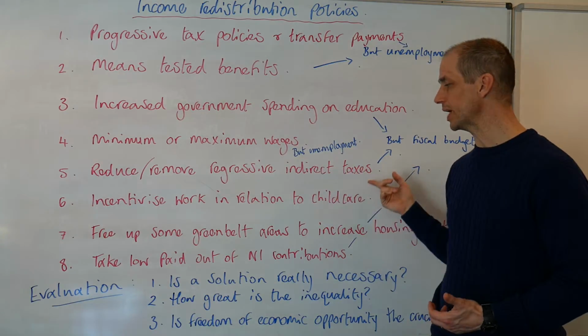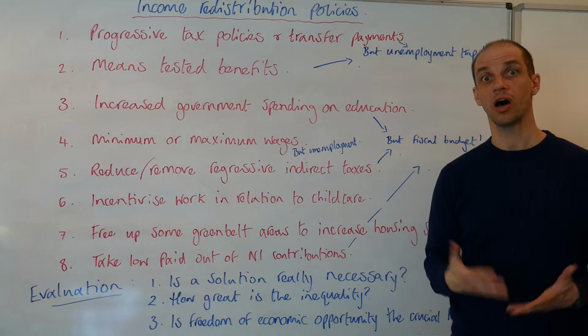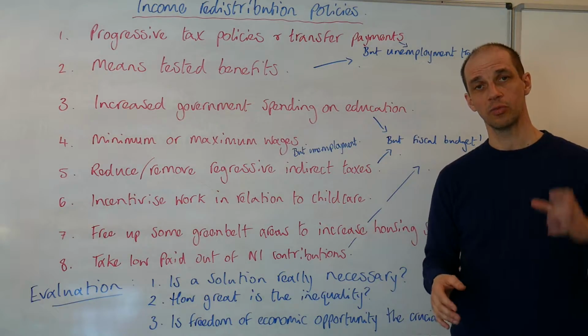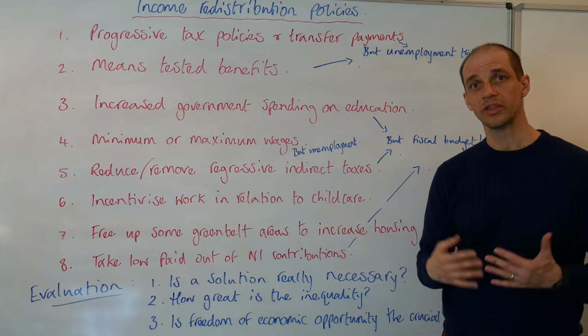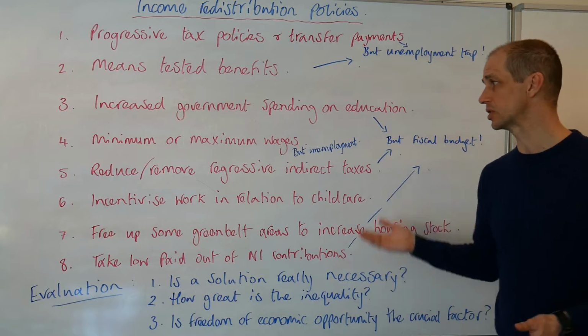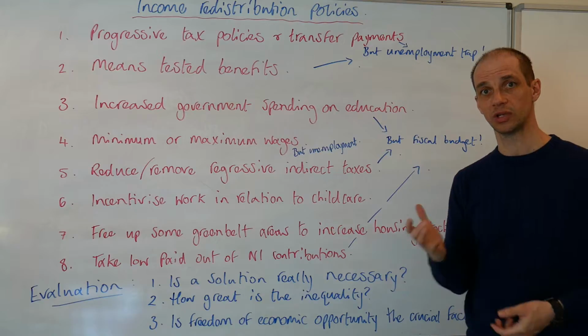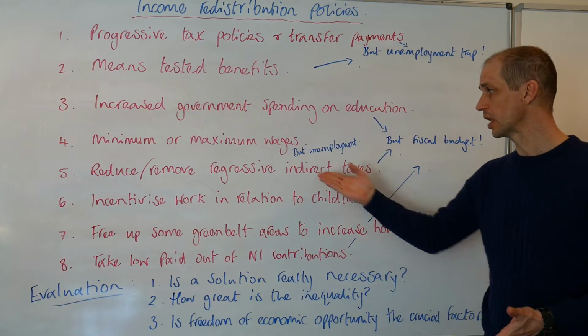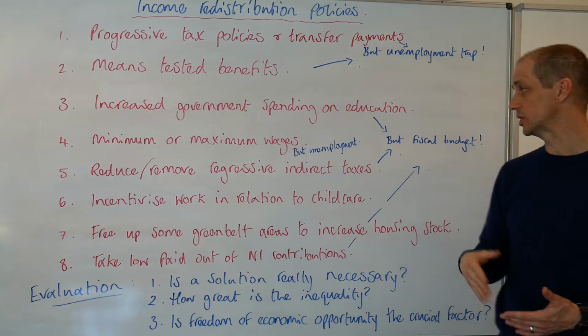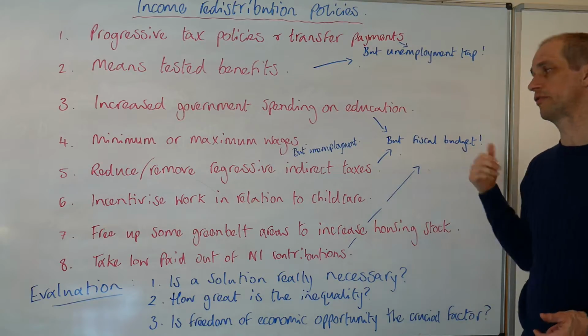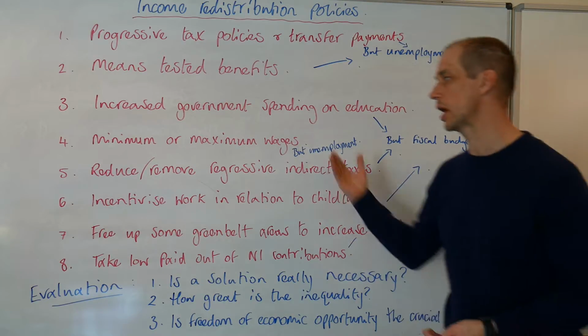So those indirect taxes are highly regressive. When it comes to the sugar tax, again, that's going to be highly regressive. So the government could actually think about reducing or removing some of those more regressive indirect taxes. Okay, again, we've got fiscal budget concerns there, Bo, okay?